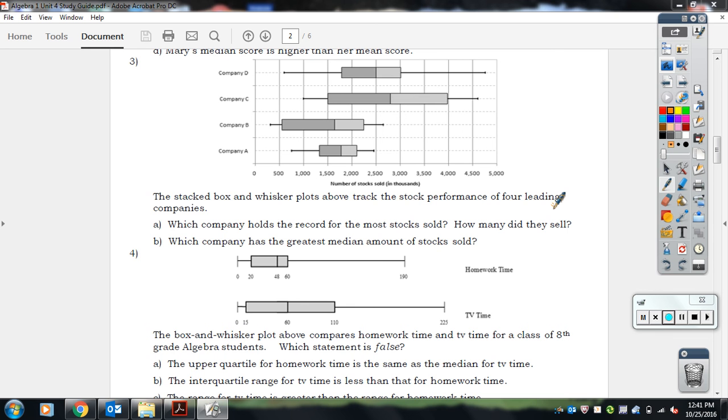Well, most stock sold looks like it's right here, which would be company D, sold around 4,750. Which company has the greatest median amount of stock sold? So this one has the highest median, which would be company C. Number 4.